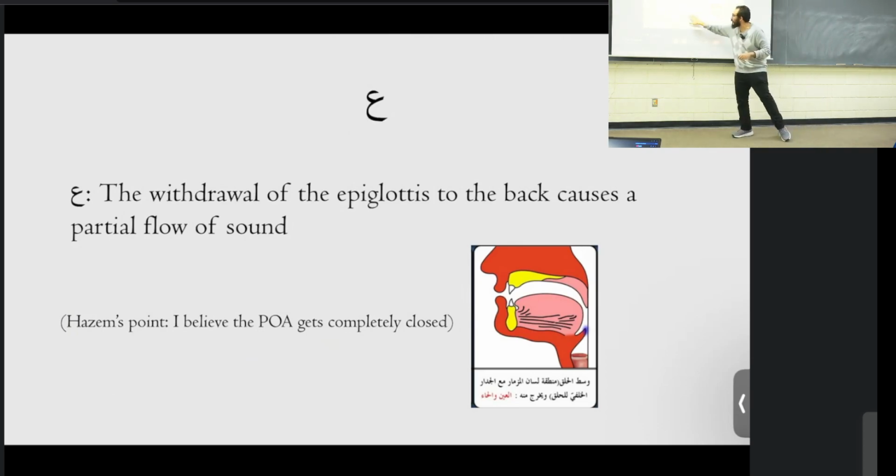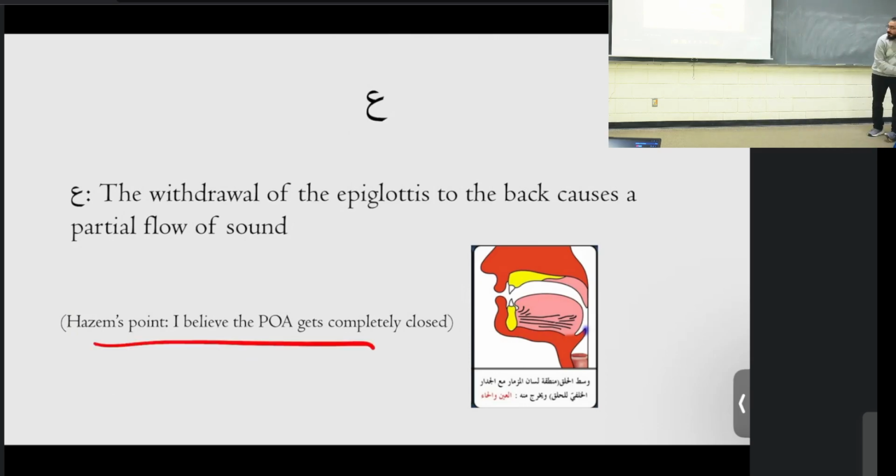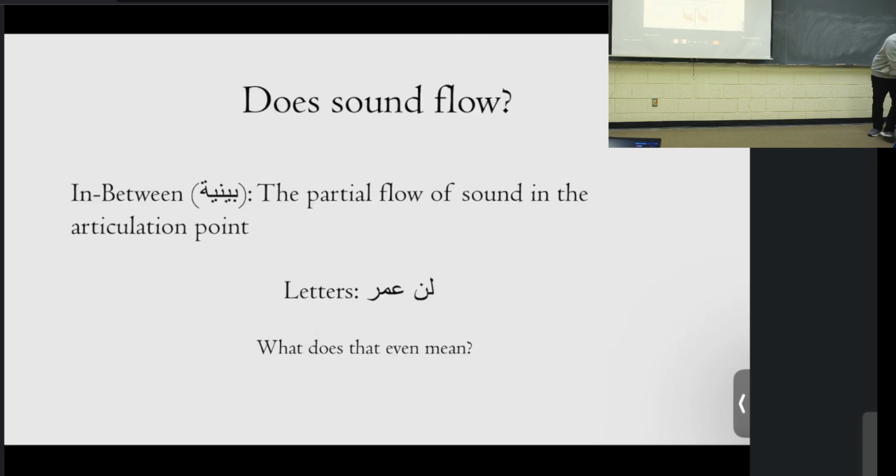I believe the POA gets completely closed. I didn't find it in the book, but it looks like it gets completely closed, and that's how I recite it, okay? So, let's make a pause a little bit, and let's look back on what we have done, okay?